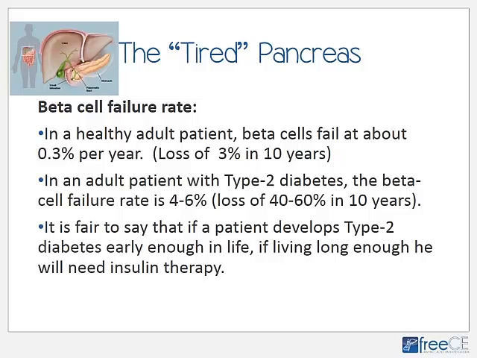So it's fair to say that if a patient develops type 2 diabetes early on in life, if they live long enough, they're going to need insulin therapy. And I think this is a huge concern with this obesity epidemic of the younger people, the 20-year-olds that are presenting with type 2 diabetes. We can see that they're going to live long enough. They will all require insulin therapy, those younger diabetics.